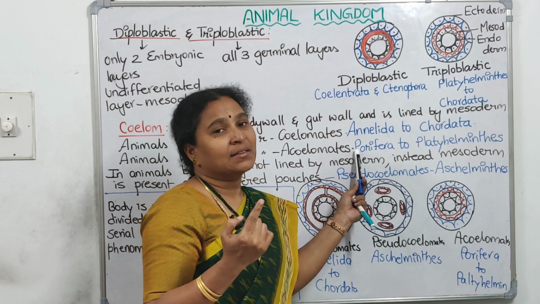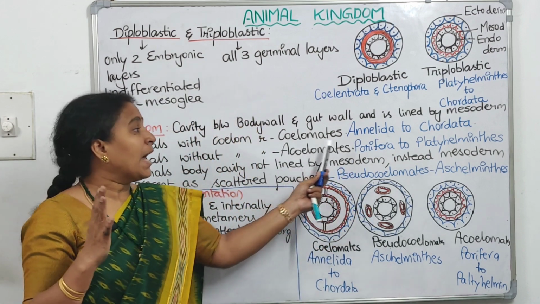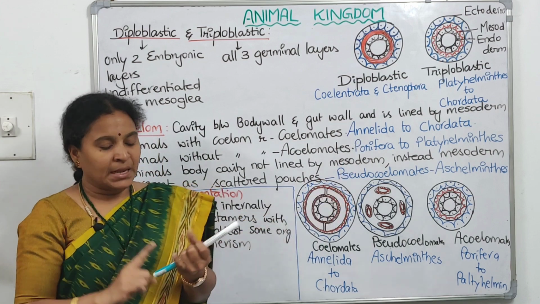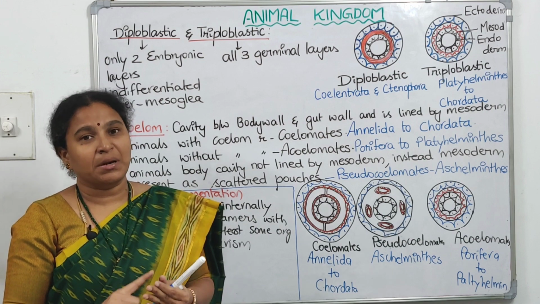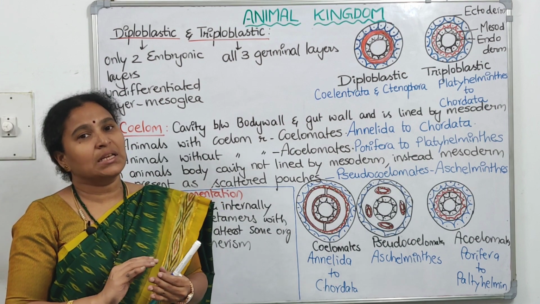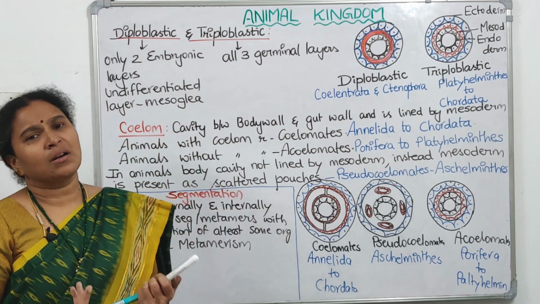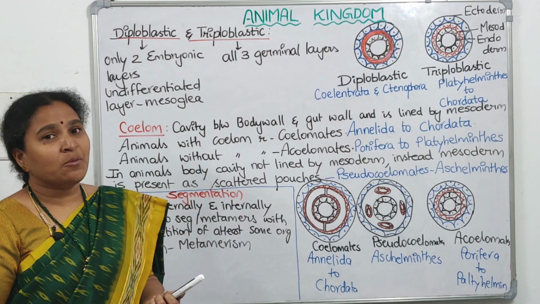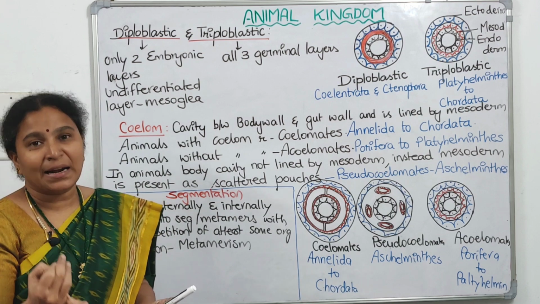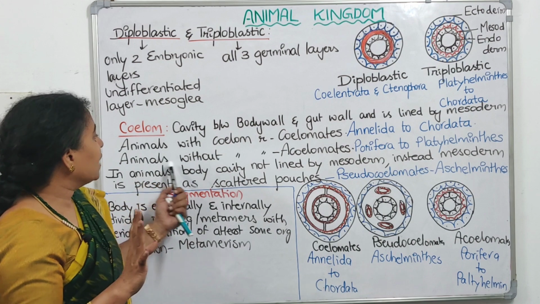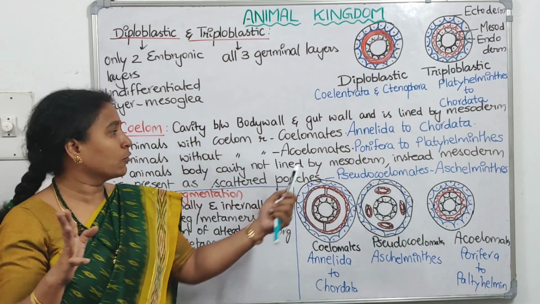Having coelom is an advanced character, so it means advanced phyla from Annelida onwards to Chordata: Annelida, Arthropoda, Mollusca, Echinodermata, Hemichordata, Chordata. All these are coelomates. Now the animals without coelom are called acoelomates. Acoelomates start from the first phylum: Porifera, Coelenterata, Ctenophora, Platyhelminthes are acoelomates. Examples are the first, second, third and fourth phyla.